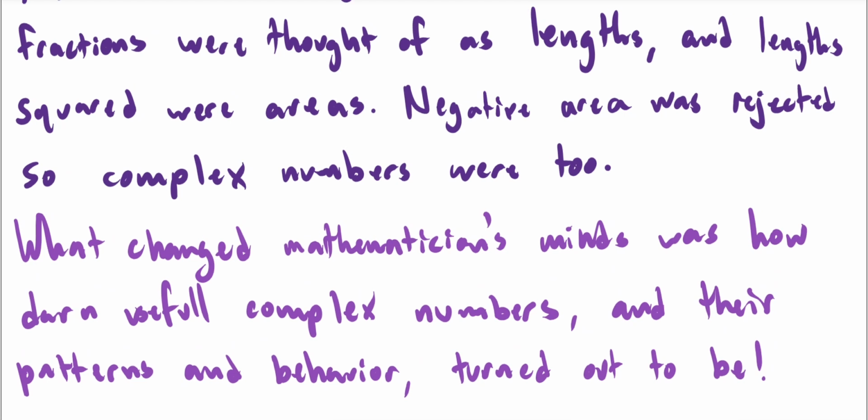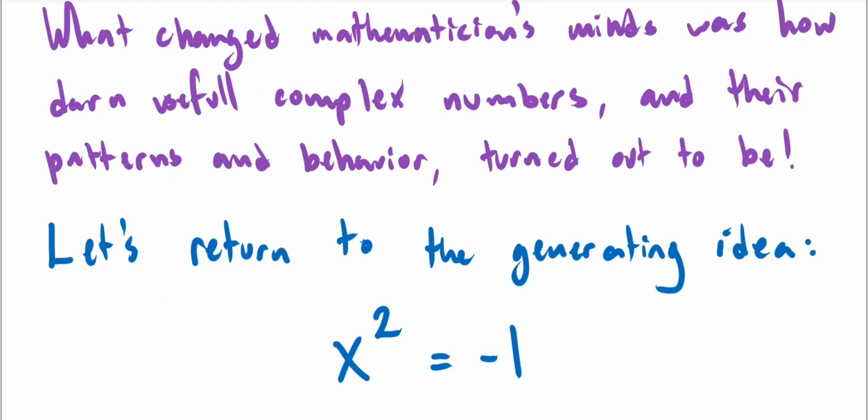And this gave some motivation for mathematicians and physicists wanting to include them and talk about them until, in modern day, they are absolutely indispensable. You can't do modern physics without them. So let's return to this generating idea. What squared is equal to -1?